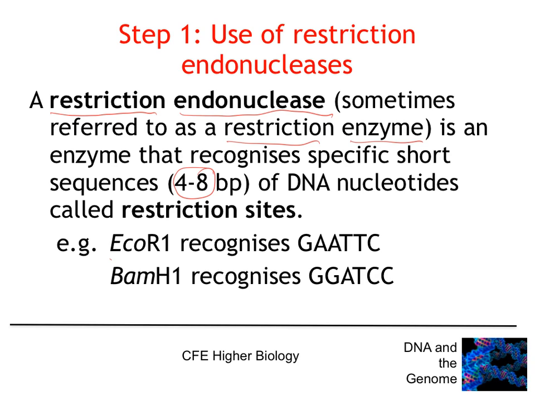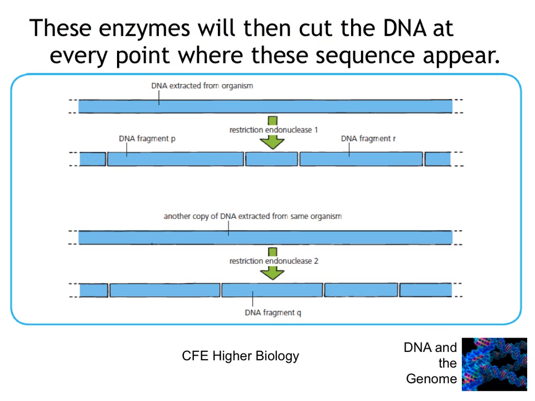And here's an example of a restriction enzyme. It's called EcoRI. And it recognizes this sequence here. You don't need to know this, but if it sees a sequence on the DNA that has got this, it will cut the DNA at that point. And there's also a restriction enzyme here called BamHI, and it recognises a different sequence. So these restriction enzymes are used, and the enzymes will cut the DNA at every point where the sequences appear.